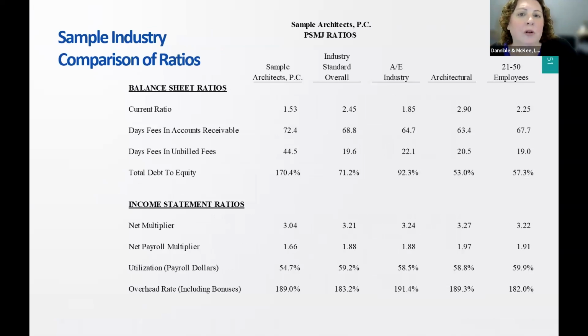So this is just another sample spreadsheet I include with my monthly packages. I've got my firm right here, Sample Architects. I've got the industry standard. I've got my AE standard. I've got an architectural standard. And then I have 21 to 50 employees. So I've really got all the PSMJ ratios right here at my fingertips that my partners can look at and really dive into and see where they stand, because they all like comparing themselves to everybody else. So giving them this will help see where they align and where they need to try to work towards.